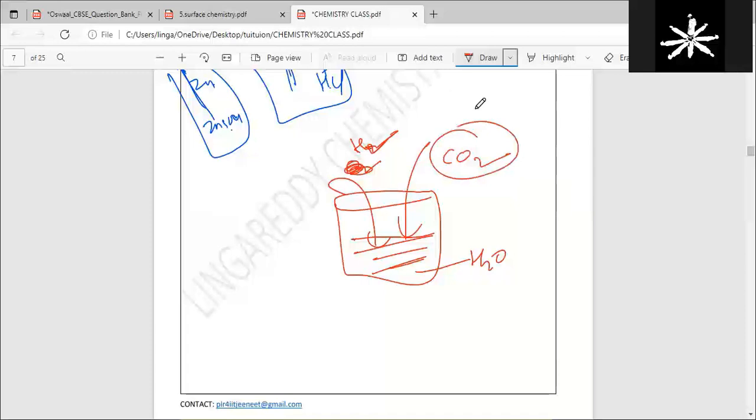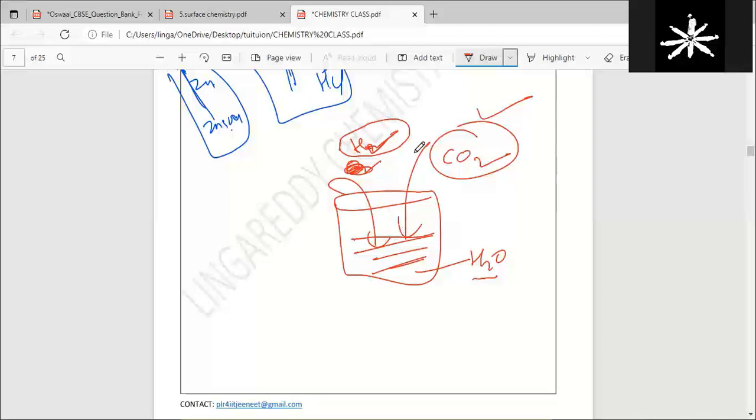Carbon dioxide, hydrogen, the carbonated drinks. By increasing the pressure, the carbon dioxide can dissolve more, but hydrogen cannot dissolve. Hydrogen is very difficult, it cannot dissolve. Of course, in the water, hydrogen is there, but that is a different thing. I'm talking about extra hydrogen. The extra hydrogen cannot, but carbon dioxide can.